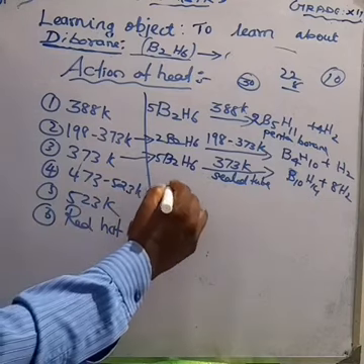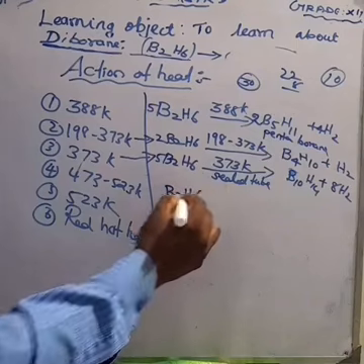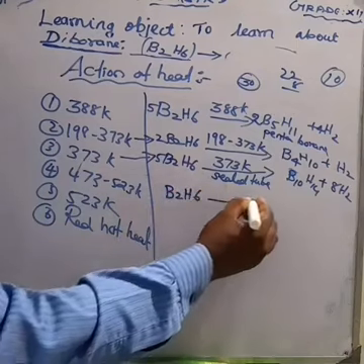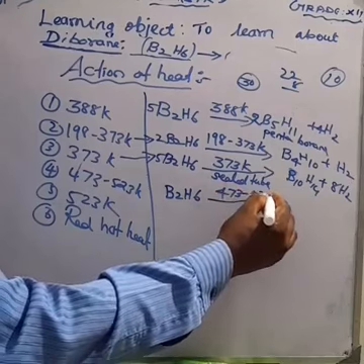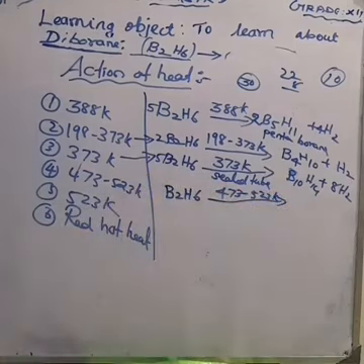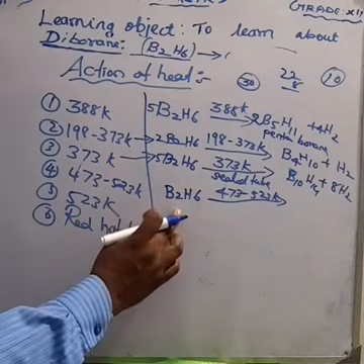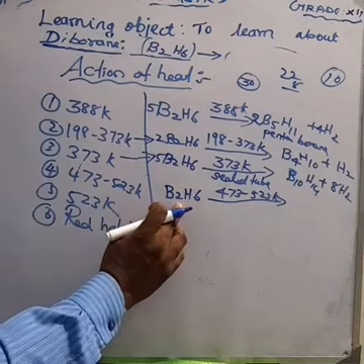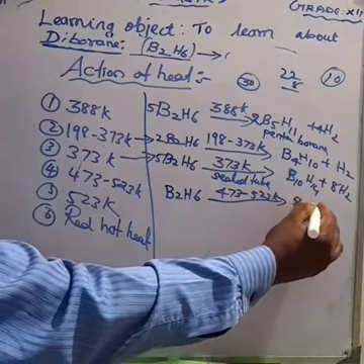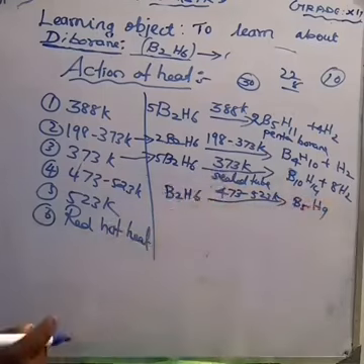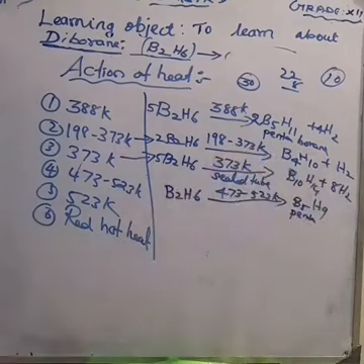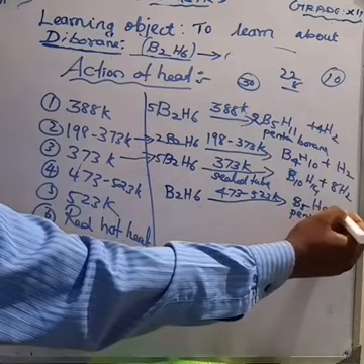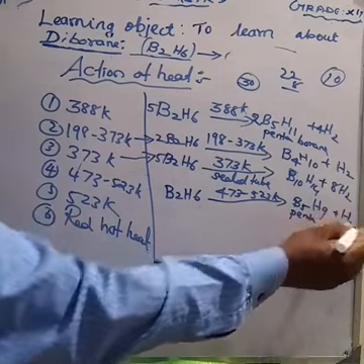Next, diborane. What is the formula of diborane? B2H6. This on heating at 473 to 523 Kelvin. What is the product obtained? B5H9. The name of the compound is pentaborane. Penta means 5. Don't forget that. And also we get hydrogen.